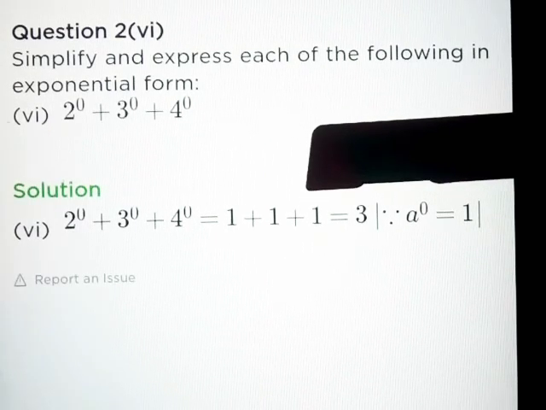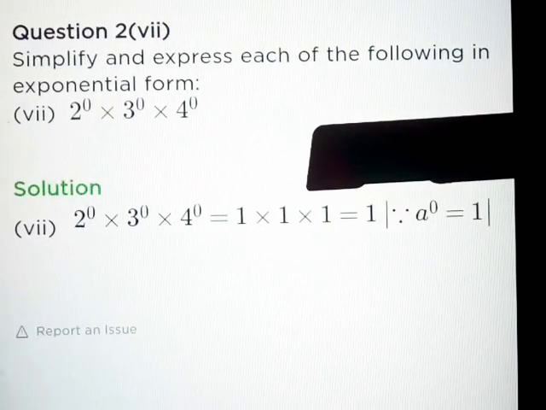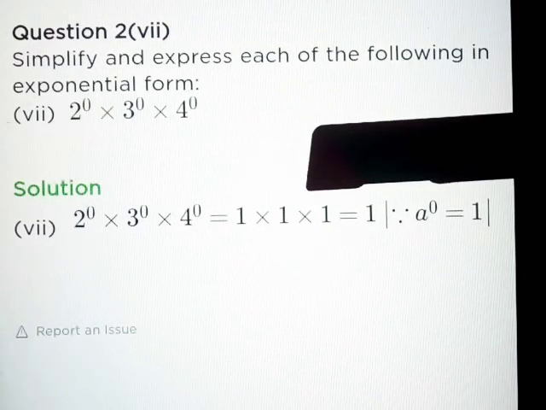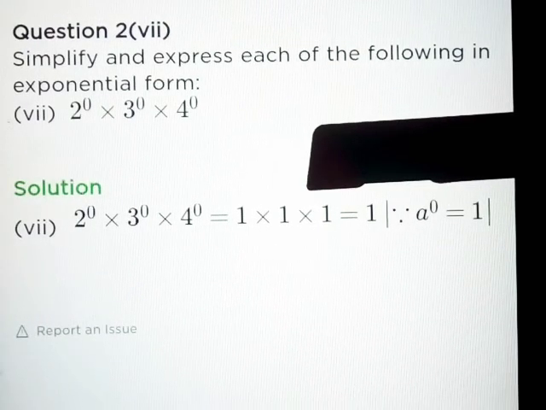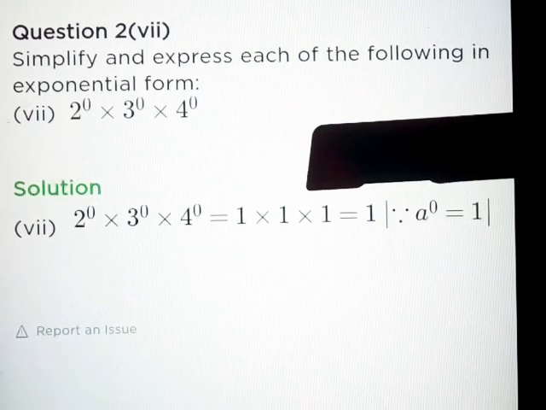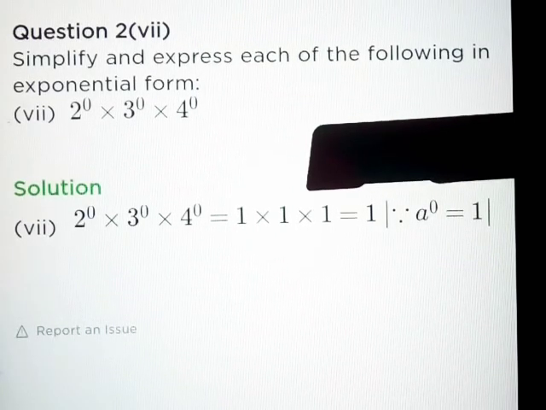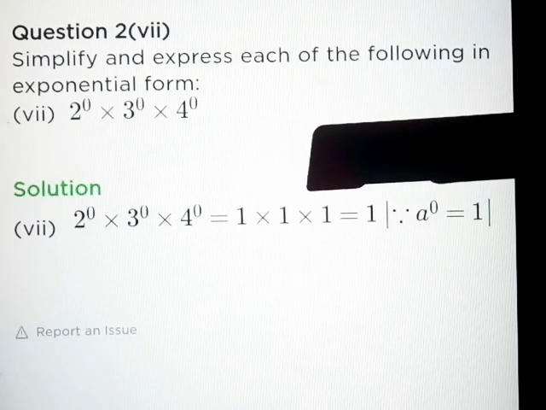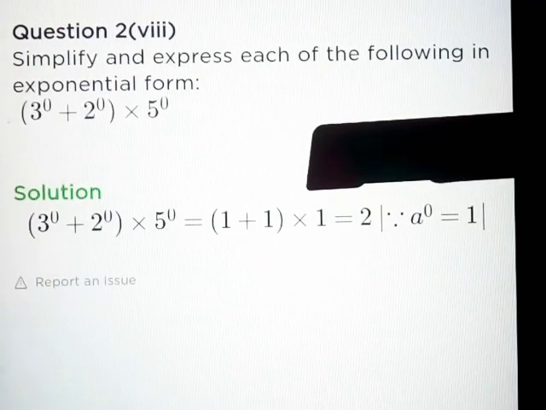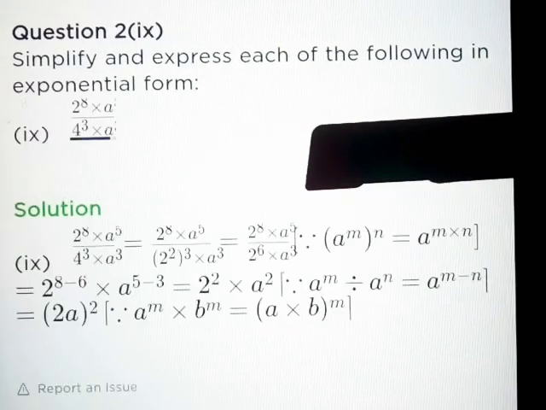Part F, 2 raised to power 0 plus 3 raised to power 0 plus 4 raised to power 0 is equal to, answer, 1. Part G, 2 raised to power 0 into 3 raised to power 0 into 4 raised to power 0 is equal to, answer, 1. Part H, 3 raised to power 0 plus 2 raised to power 0 into 5 raised to power 0 is equal to 1.